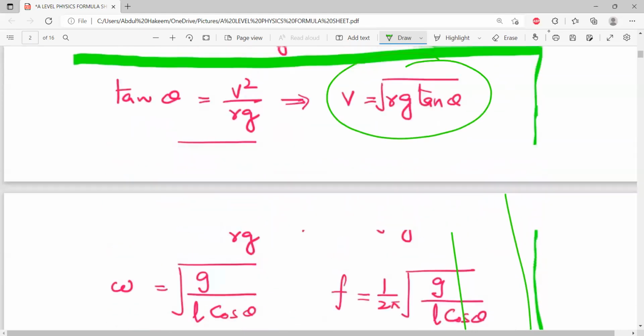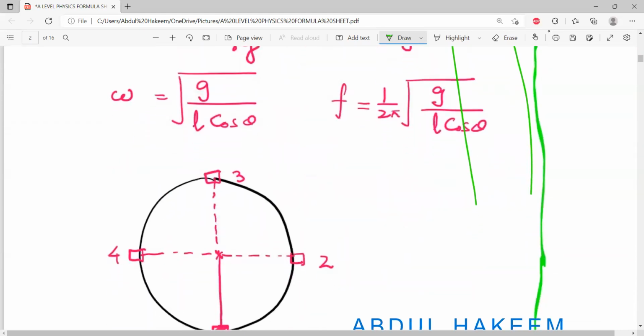And from this formula, we can write omega is equal to the square root of g over L cos theta, and the frequency is equal to 1 over 2 pi times the square root of g over L cos theta.